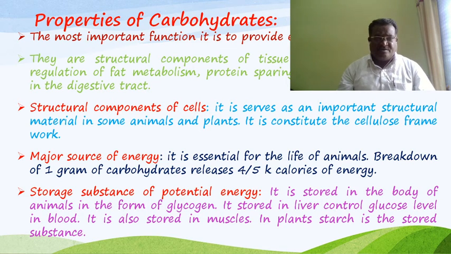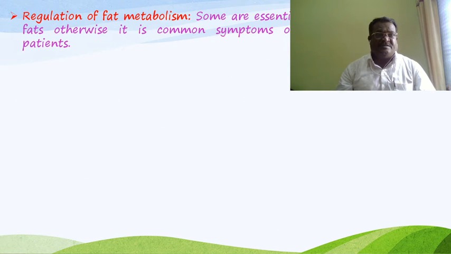It is stored in the body of animals in the form of glycogen. It is stored in the liver. It controls the glucose level in blood, and it is also stored in muscles. In plants, starch is the stored substance. Next one is the regulation of fat metabolism. Some carbohydrate is essential for normal oxidation of fats, otherwise the common symptoms are seen in uncontrolled diabetes patients. This is for fat metabolism.